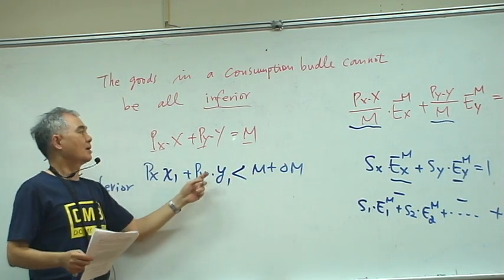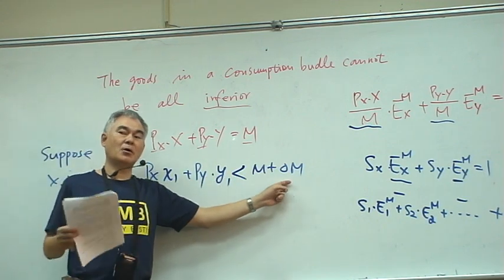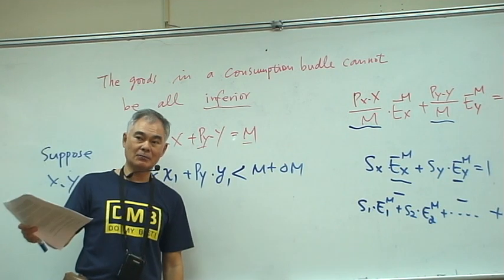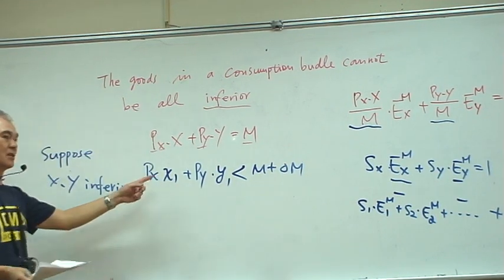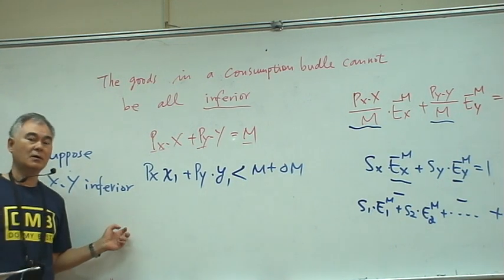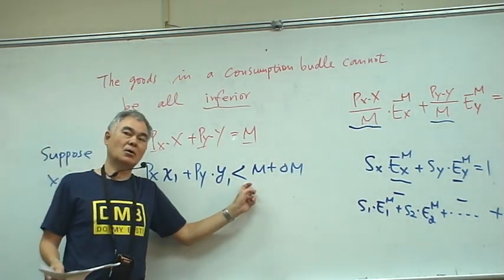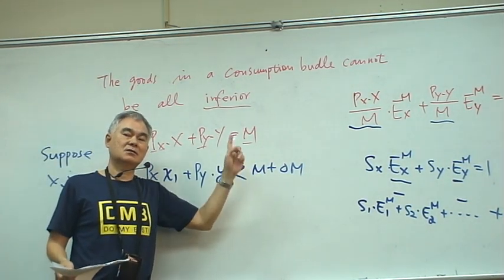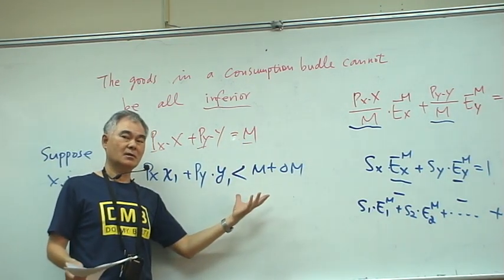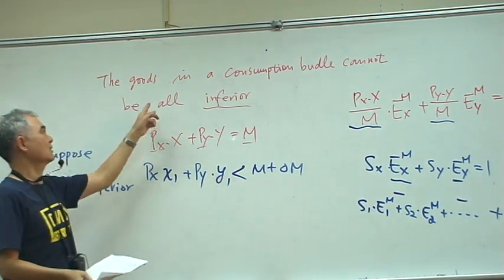Because now income goes up. Suppose you are a rational consumer, you will spend all of your income, right? But because your assumption is that X and Y are all inferior, this one doesn't hold. So this consumer is not a rational consumer. So contradiction. So this is not true.